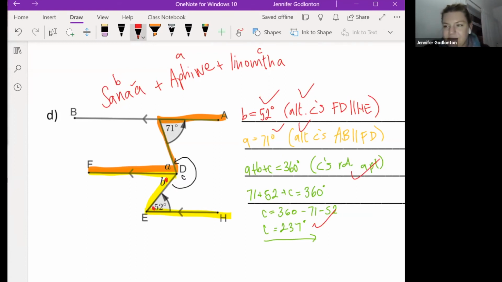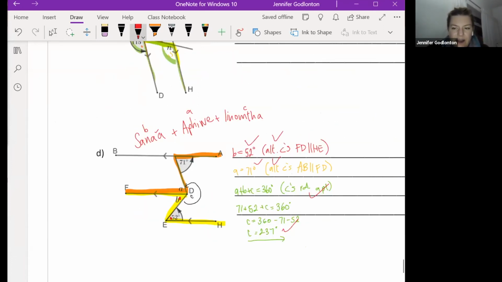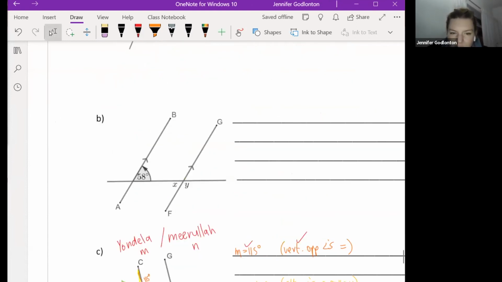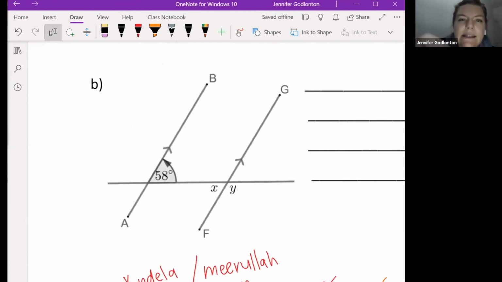Nice. Okay. We're going to do a slightly easier one. Let's see. I might add in some letters here to make it interesting for me.